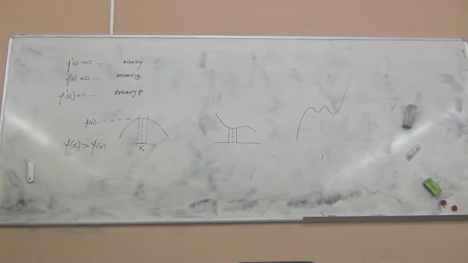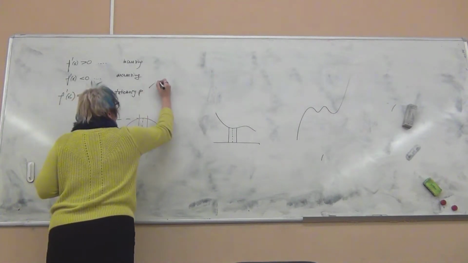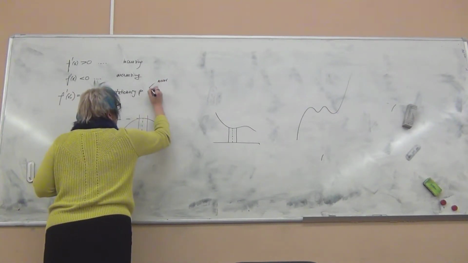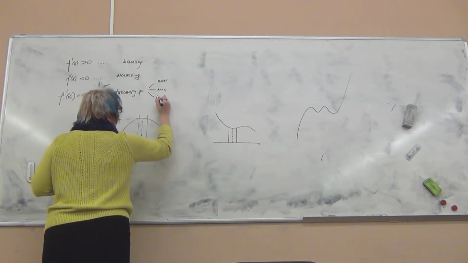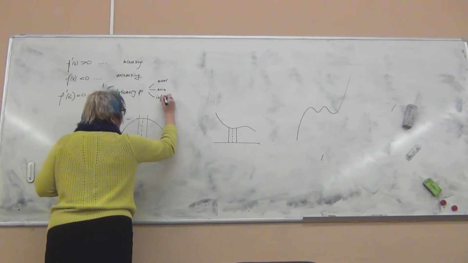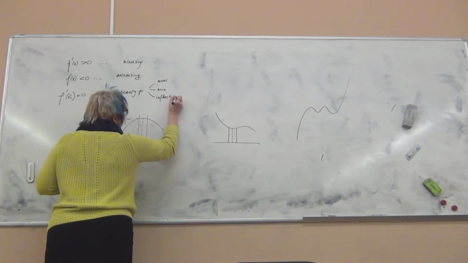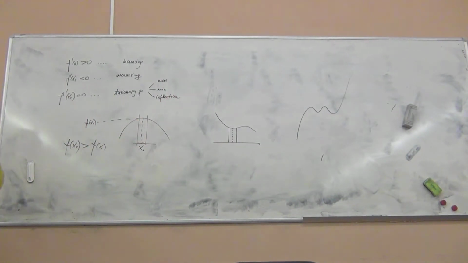Stationary point, which could be one of three possibilities. It could be a local maximum point, it could be a local minimum point, or it could be a horizontal inflection point. We will investigate inflections later when we deal with second order derivatives and functions, graphs that are curved concave up or concave down.